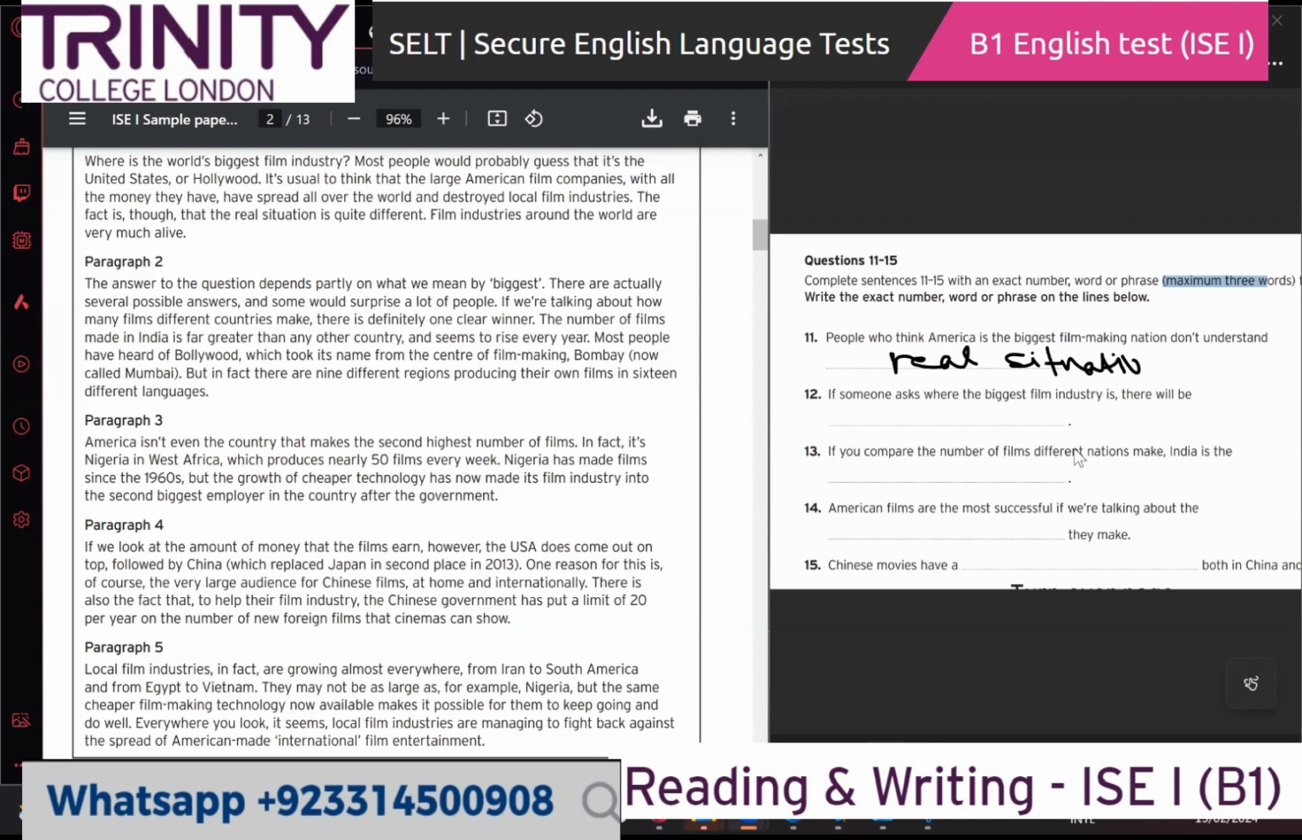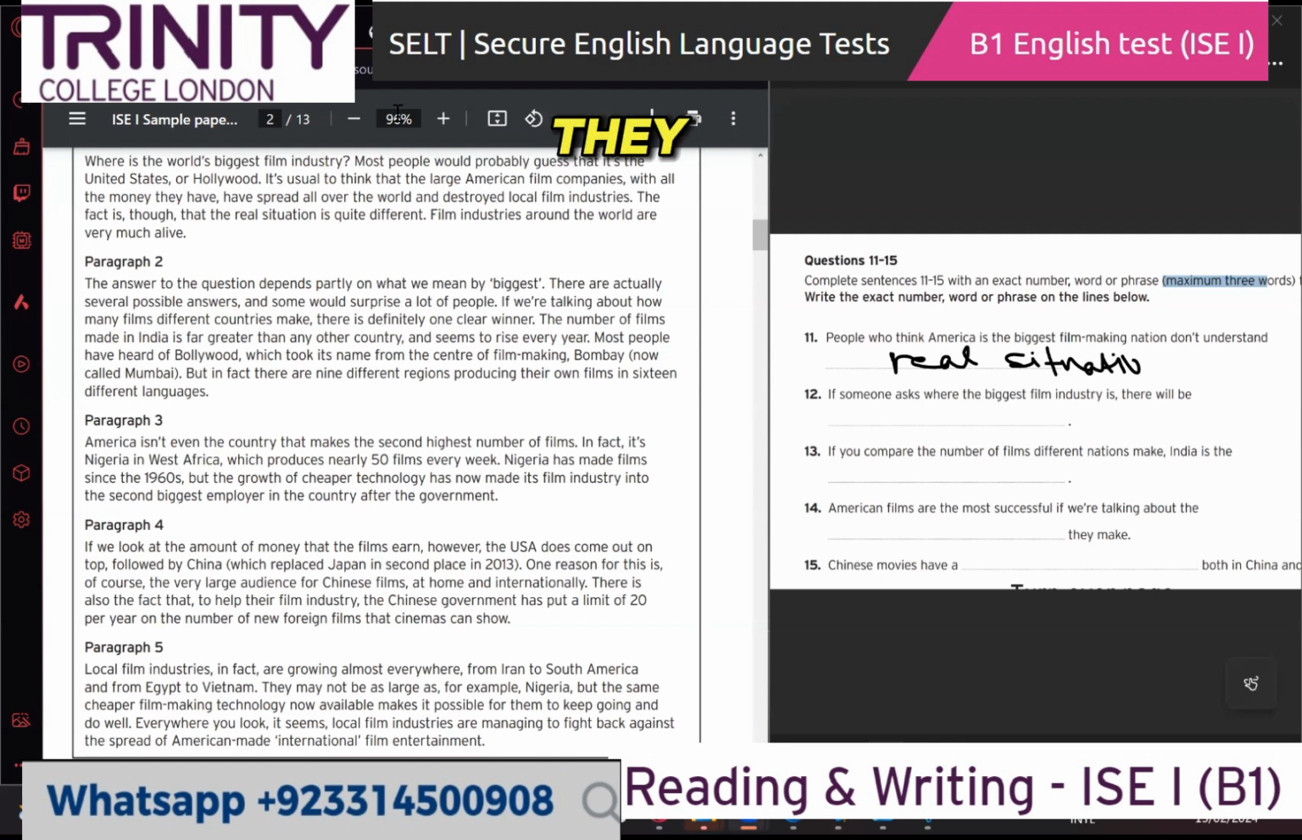The answer to the question depends partly on what is meant by the biggest. Actually, there are several possible answers. A lot of people are talking about it. There's definitely one clear winner. In the top 2 lines only, the answer to the question depends partly on what.